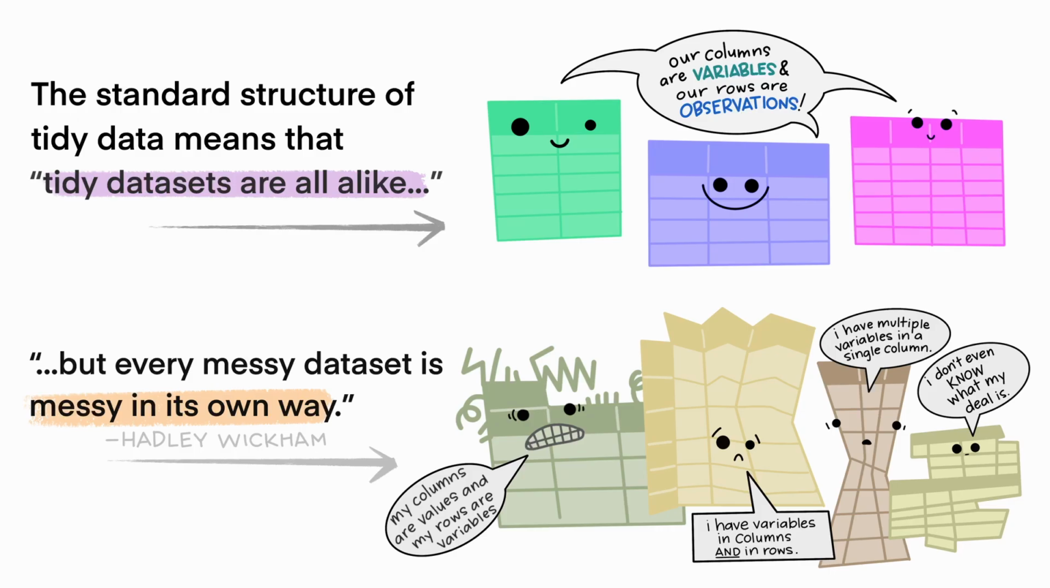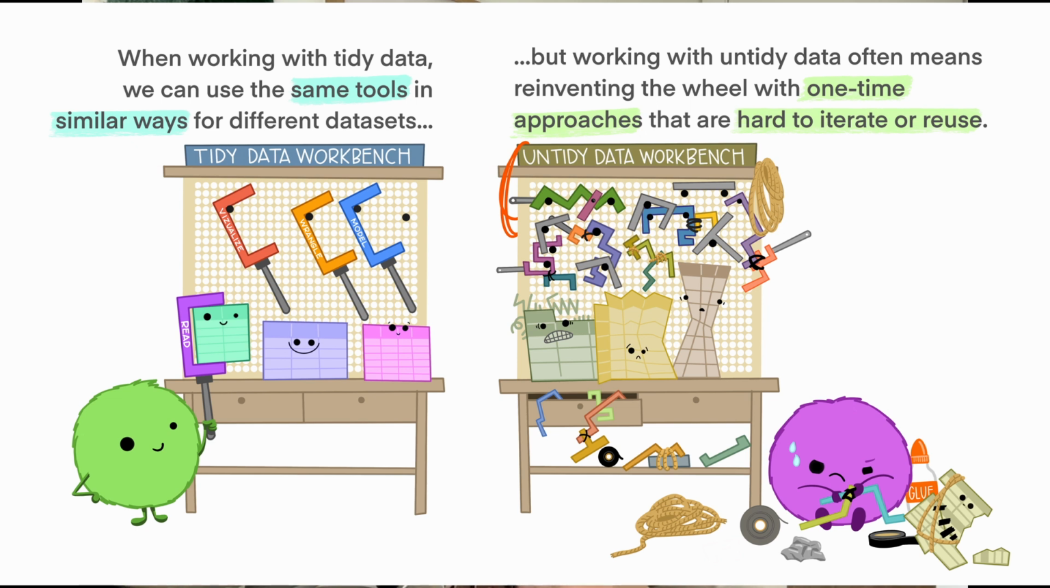So the standard structure of tidy data means that all tidy data sets are alike, but a messy data set is messy in its own way. When we're working with tidy data, we can use the same tools in similar ways for different data sets. Whereas when we're using messy data, we're often using one-time approaches and we can't really reuse the same tools across different data sets. So it makes it hard to iterate or reuse these methods.